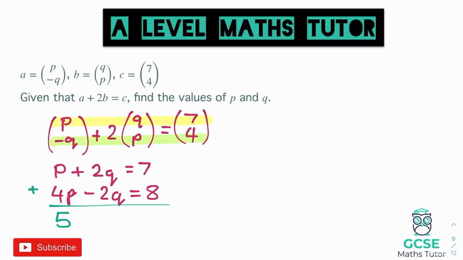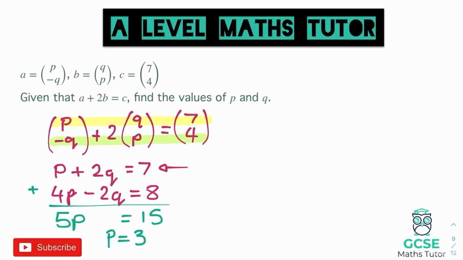We get 5p. The 2q and the minus 2q obviously disappear there, they cancel each other out. And we have 7 plus 8, which is 15. And there we go, nice and easy to solve then. p is equal to 3, 15 divided by 5. Now we've got our value of p. Just like with normal simultaneous equations, we're just going to substitute that back into one of these equations up here. So we'll sub it into the top one.